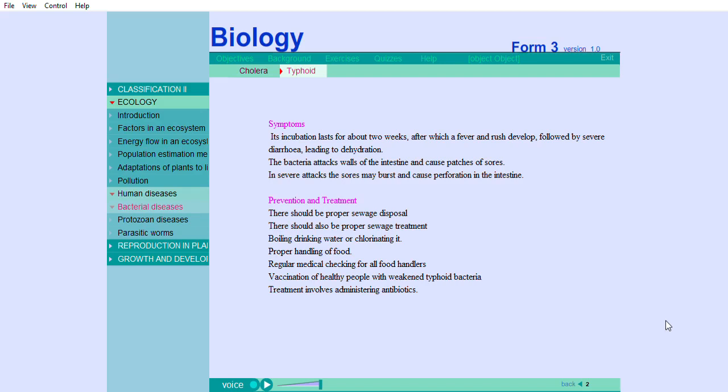Prevention and treatment. There should be proper sewage disposal. There should also be proper sewage treatment. Boiling drinking water or chlorinating it. Proper handling of food. There should also be regular medical checking for all food handlers. Vaccination of healthy people with weakened typhoid bacteria. Treatment involves administering antibiotics.